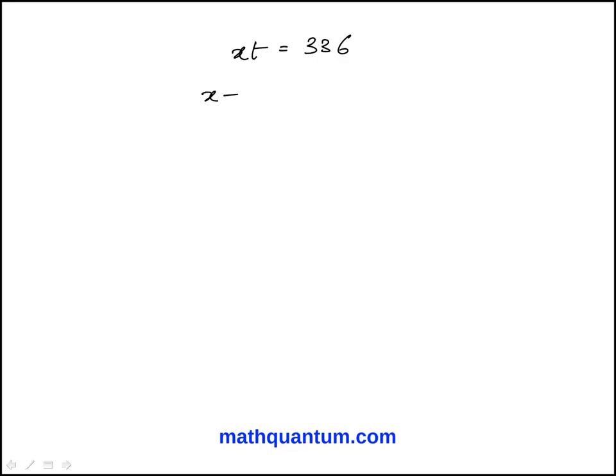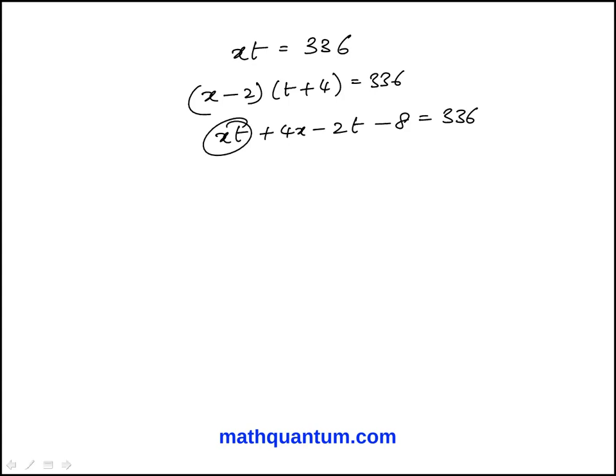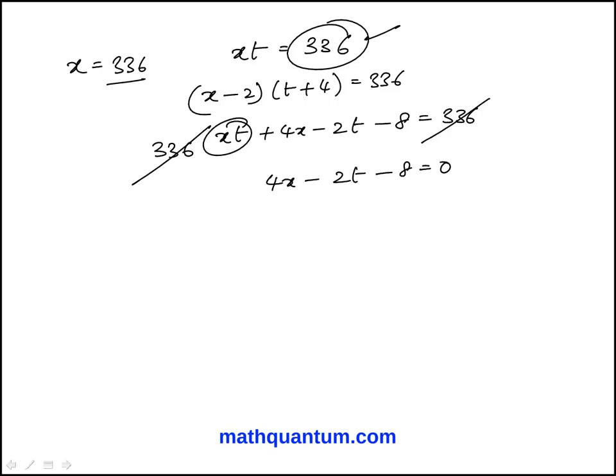So X minus 2, T plus 4. Do the expansion here. XT plus 4X minus 2T minus 8 is 336. XT is 336. I can replace that, and then you subtract those two, right? So that term disappears. So I get 4X minus 2T minus 8 is 0. I need T, so I'm going to write X as 336 over T. Replace that here. 4 times 336 over T minus 2T minus 8 is 0.